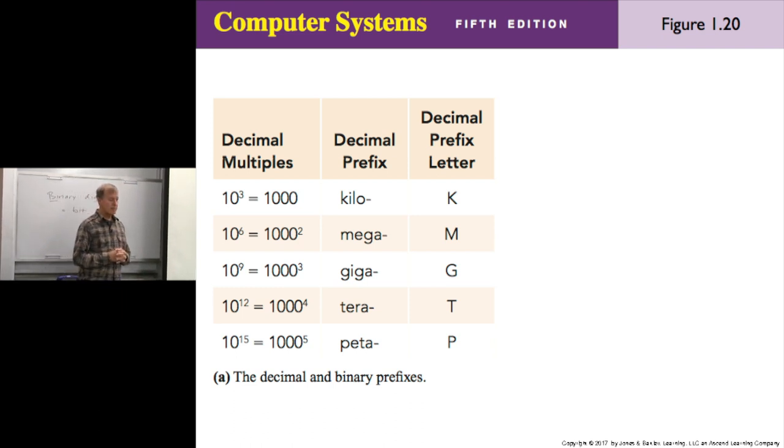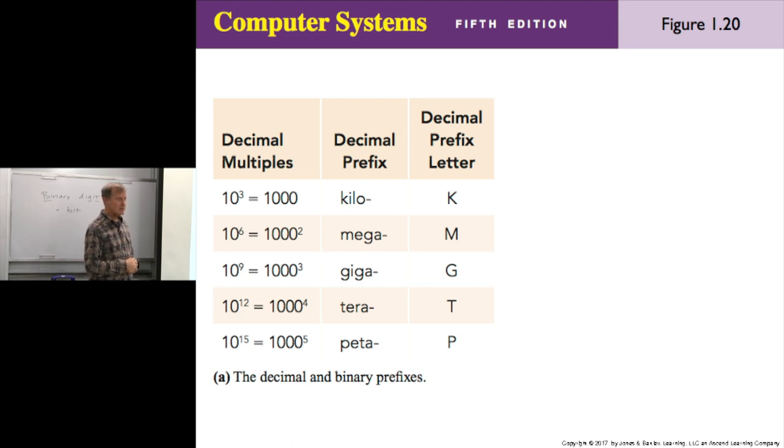For large values that apply to information storage, we're going to have to learn two different sets here. First of all, on the decimal side, in part A of figure 1.20, we have the decimal multiples. So 10 to the 3 is a kilo, that's 1,000. 10 to the 6 is a mega, that's 1,000,000. 10 to the 9 is giga. 10 to the 12 is tera. And 10 to the 15 is peta. So we need to know these. Another thing to memorize, but I assume you already know these from science. Okay, so does everybody remember these?